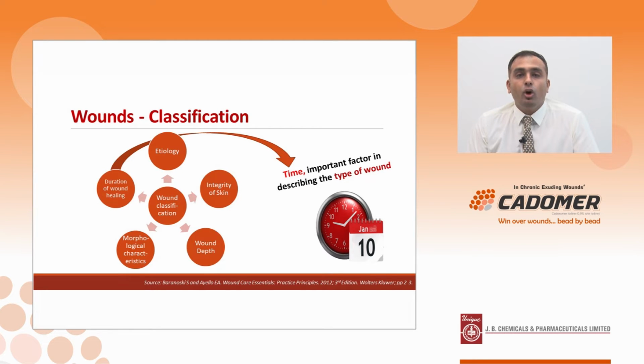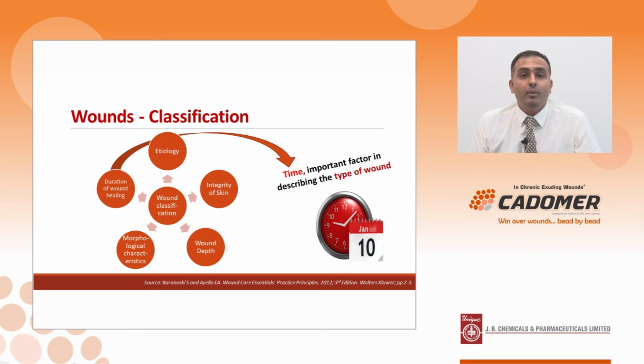Next is classification depending on the integrity of the skin. This is a different type of classification wherein you classify the wound depending on whether it is a closed wound or an open wound. Let's take an example of a post-surgical trauma, a diabetic foot ulcer or a physical trauma, wherein the integrity of the skin is lost. So the wound is completely open. Those types of wounds are called open wounds.